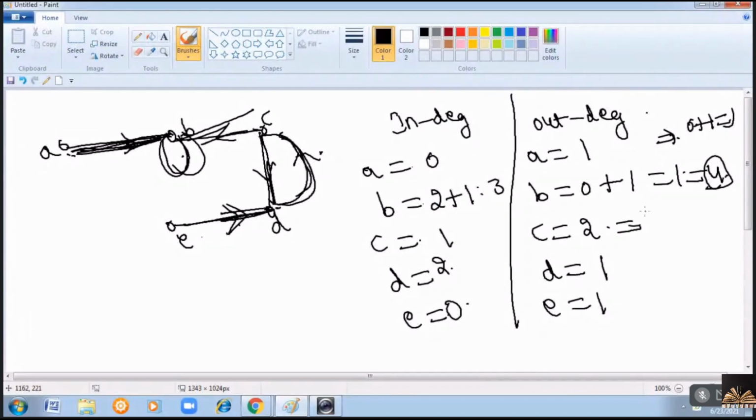With C, 1 plus 2 should be 3. If there are no directions, how many edges are incident with C? 1, 2, 3. Similarly with D, 2 plus 1 is 3. So 1, 2, 3. With E, 0 plus 1 is 1. So only one edge is incident. Clear? Yes, is it clear now?